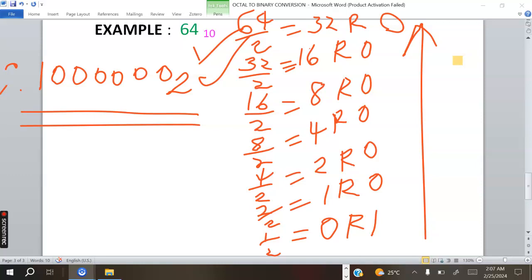So I hope up to that point we are able to use the long division method to convert a decimal number to binary. In the next video, I will show you how to use the other method, that is the place value method. So in case you are having a challenge with this one, you can try the other one.